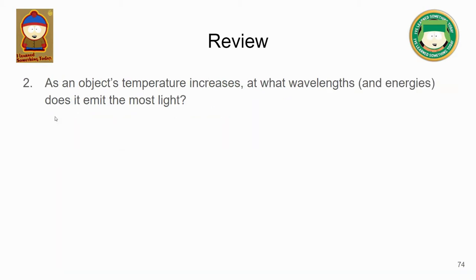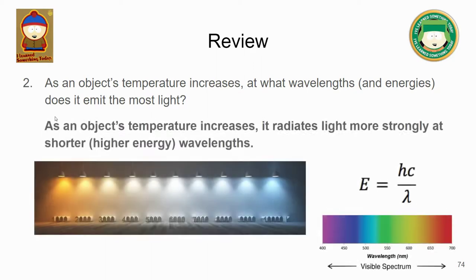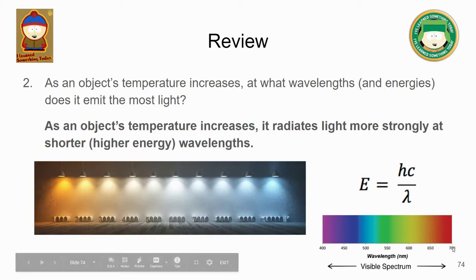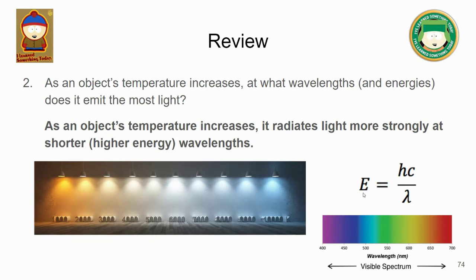The other question: as an object's temperature increases, at what wavelengths and energies does it emit the most light? As it gets hotter, it puts out more light at the shorter wavelengths, and these shorter wavelengths are the highest energy ones. So we had that graph, and again, we had this formula. As it's getting hotter, shorter wavelengths. Shorter wavelengths, meaning smaller lambda, will give you bigger energy. So that's how that works.